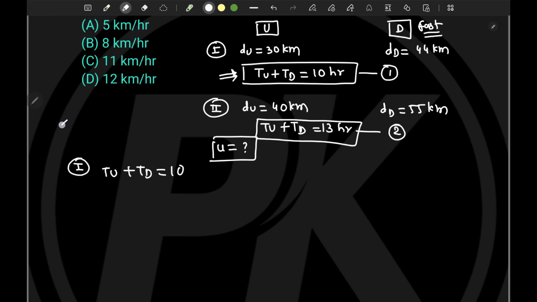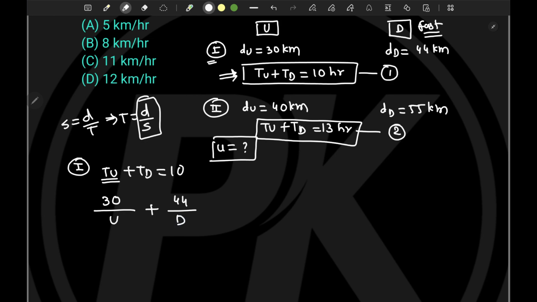We know that speed is equal to distance divided by time, and hence time is equal to distance divided by speed. Now instead of time, we have to write distance divided by speed. So what is the distance covered in the first condition? It is 30. Let us consider the speed is u, plus the distance covered in downstream, which is 44, and the speed in the downstream is capital D, and that is equal to 10. So this is one of the equations.